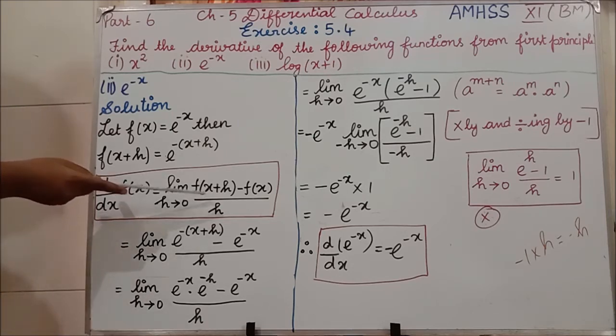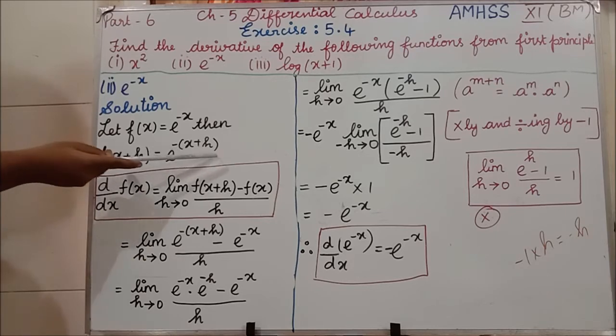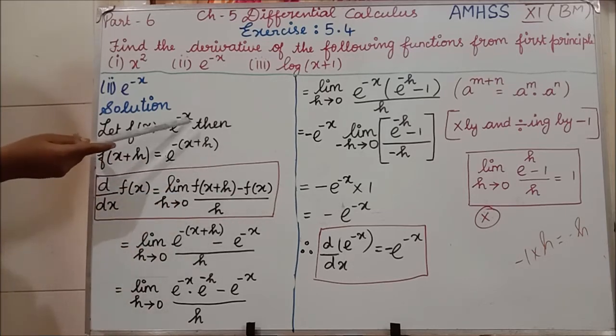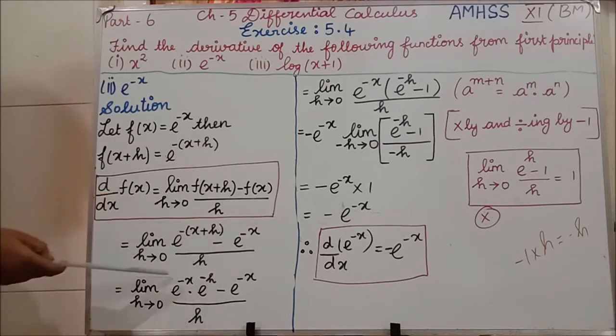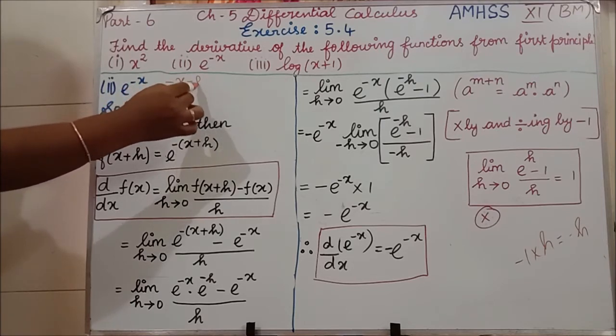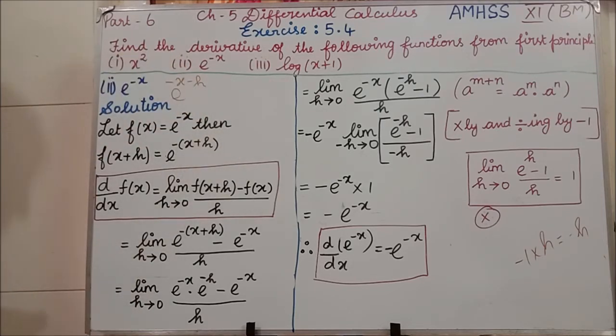Now f of x plus h value is what? e power minus (x plus h), minus f of x value, which is e power minus x, divided by h. The next step, what we are doing is we are taking the minus inside. What will we get? We will get e power minus x minus h, isn't it?